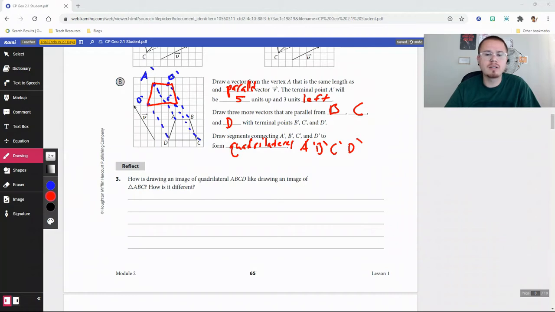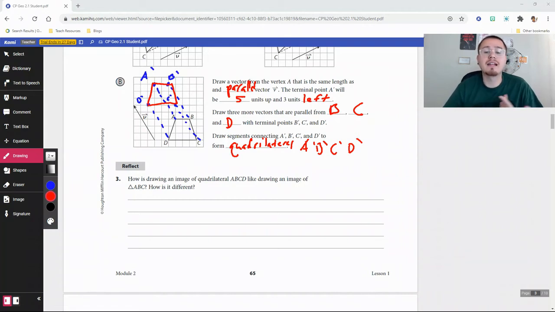There's a question there to reflect on. So, all these, try and do your own before you just let me do it for you. But how is drawing an image of a quadrilateral ABCD like drawing an image of the triangle ABC? How are they different? So many answers, but the steps to drawing are the same.